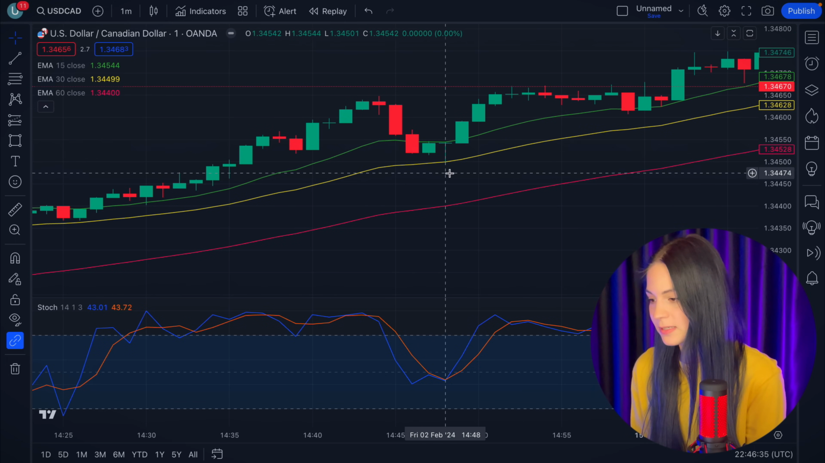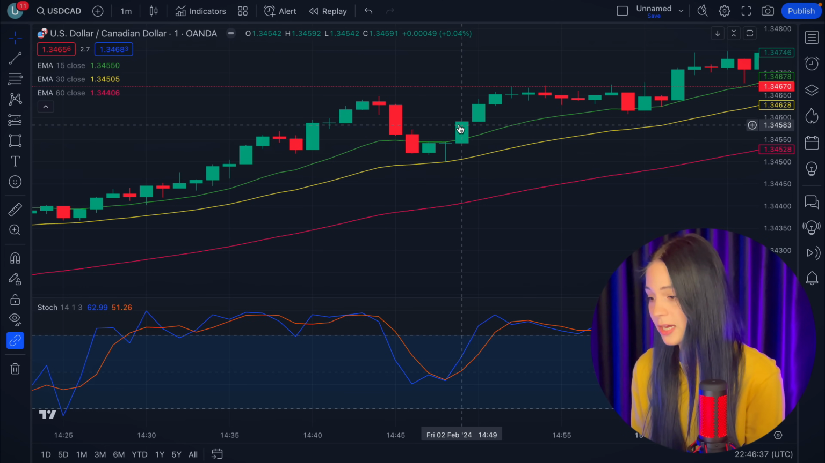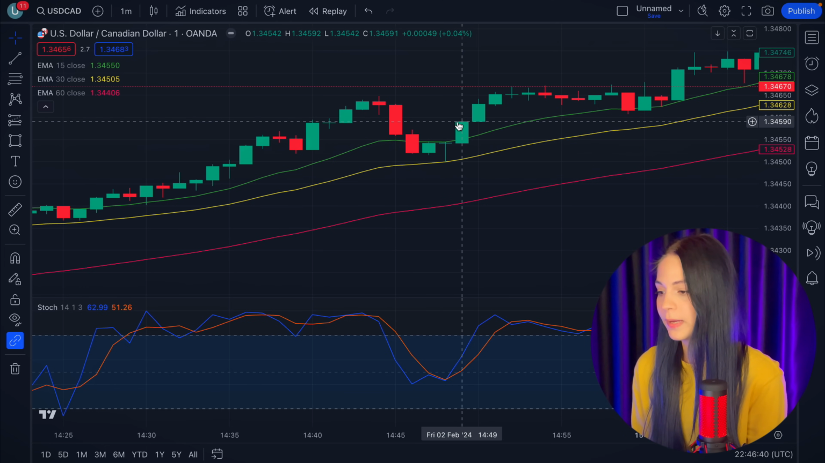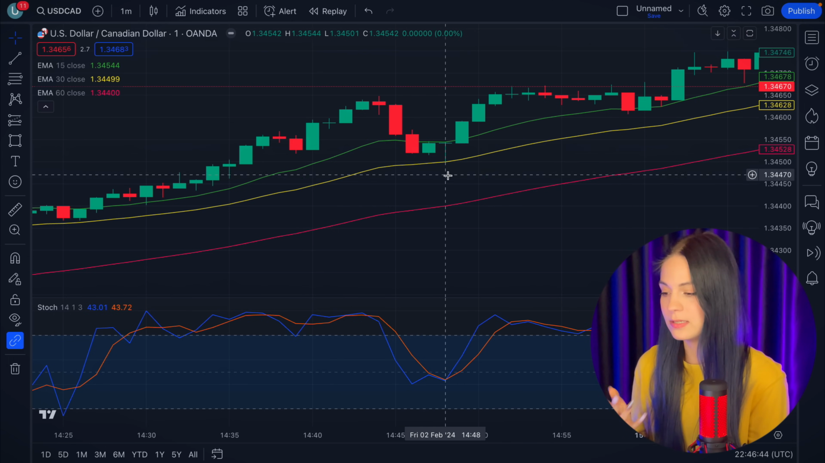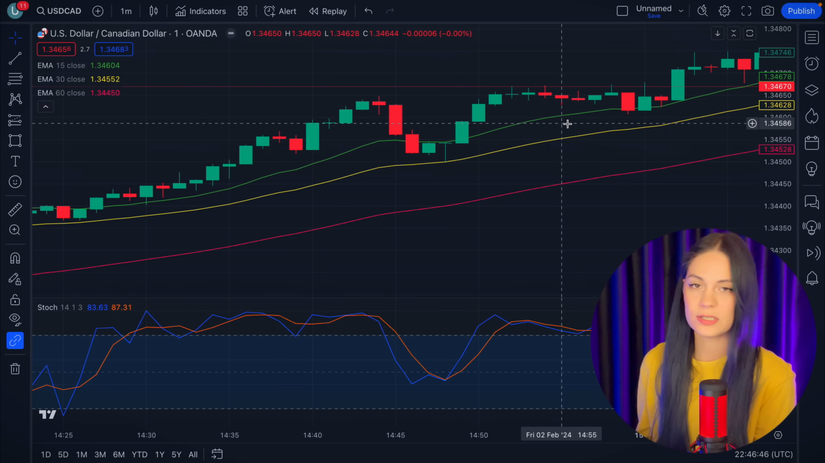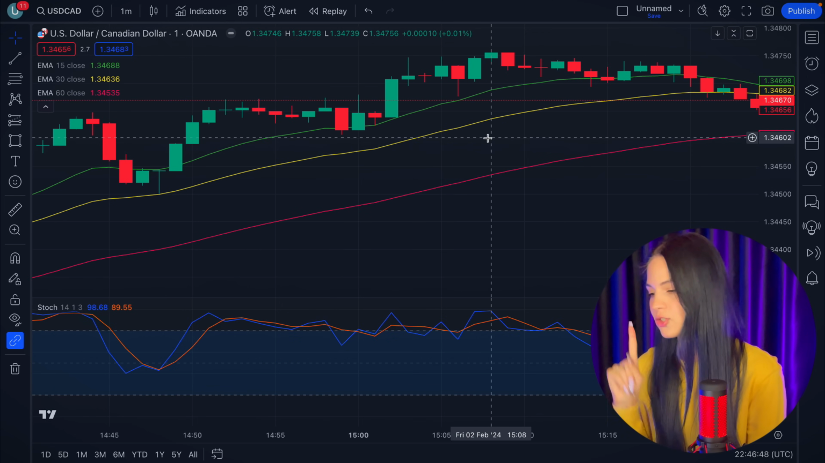Next example is right here. So it touched the green line, it went outside of it, and it goes outside of EMA line, and we see the stochastic signal as well. Open the deal for an uptrend, closed in black, good job.